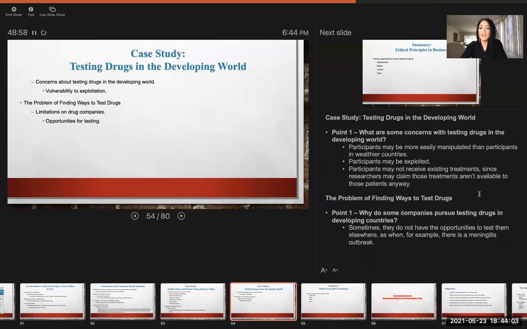And then we looked at the different aspects here. It's listed. You can take your time to read through the case study to make a more connection between the vulnerability aspect and how participants may not be receiving existing treatments due to the research at hand.